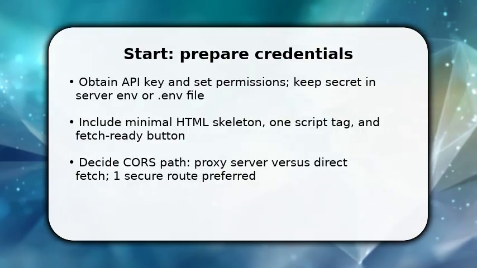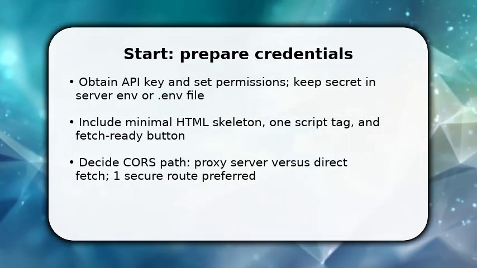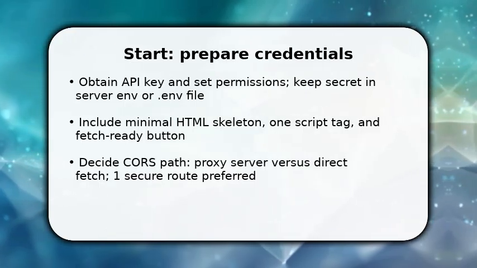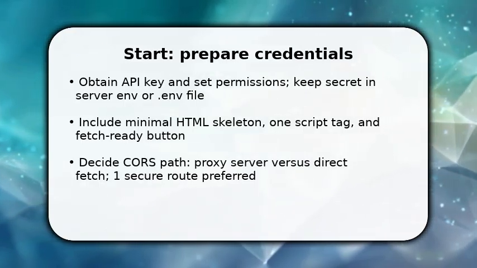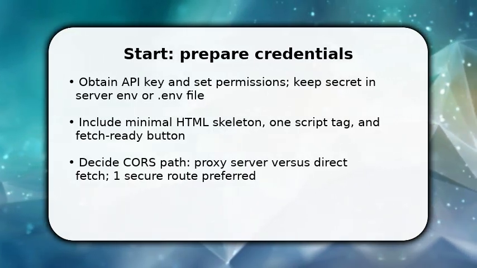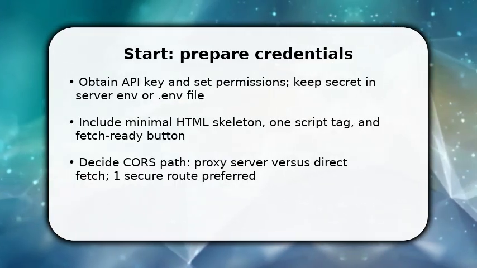You have the API key and a basic HTML page. Start now by not embedding secrets in client files. First, create a server endpoint that stores the key in an environment variable and returns only needed data. Once done, add a simple HTML button and a script tag to trigger a fetch call to your endpoint.